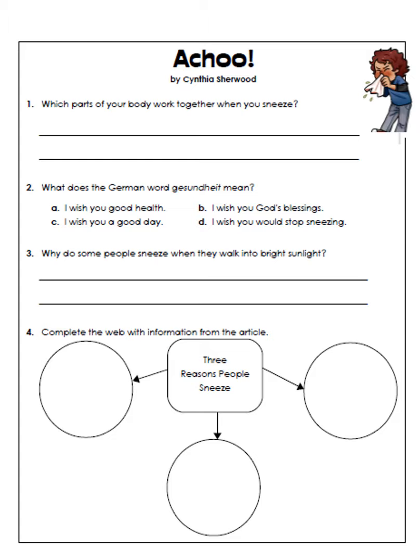Question 4. Complete the web with information from the article. So you will see that it has 3 circles with one squarish shape in the middle. It says in the square shape, 3 reasons people sneeze. So I want you to go and read the story again and find 3 reasons why people sneeze and write it down in the circles.